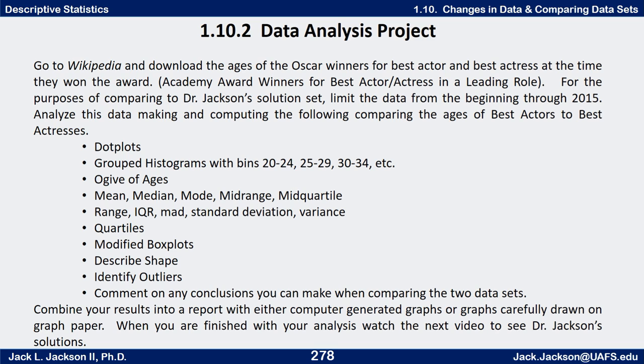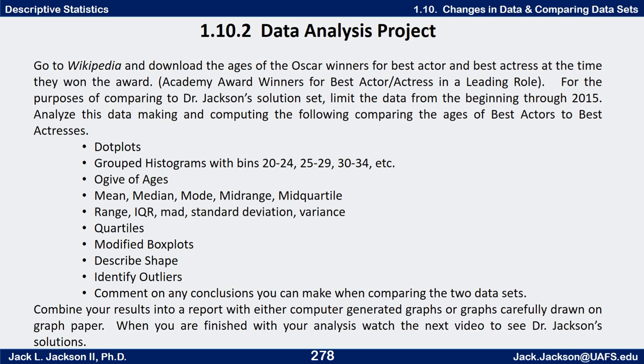So in other words, if there's a dot for a 30-year-old best actor, then right above that, the dot on a different graph will be the dot for 30-year-old actresses. Or you can put the actresses on the bottom, the actors on the top. I don't really care. Just be consistent about it.